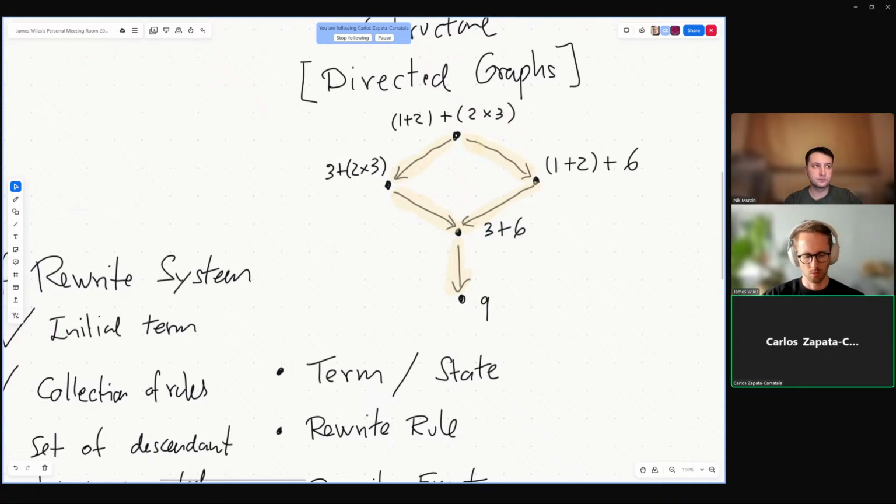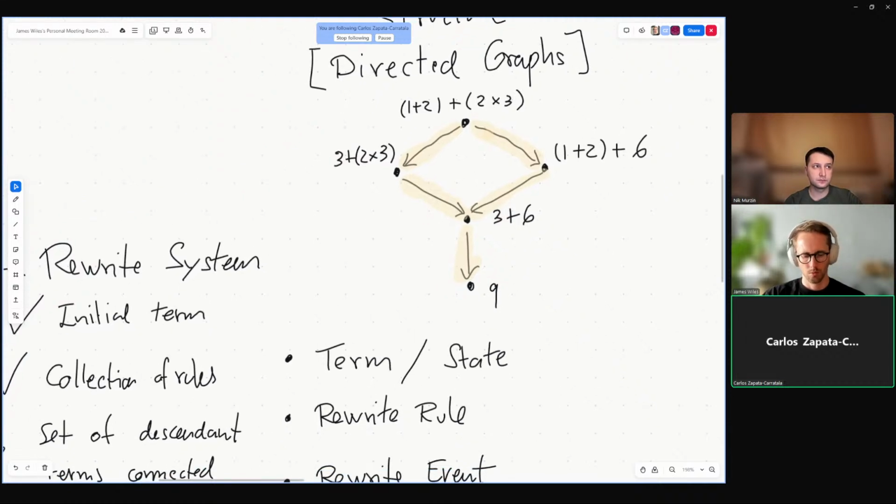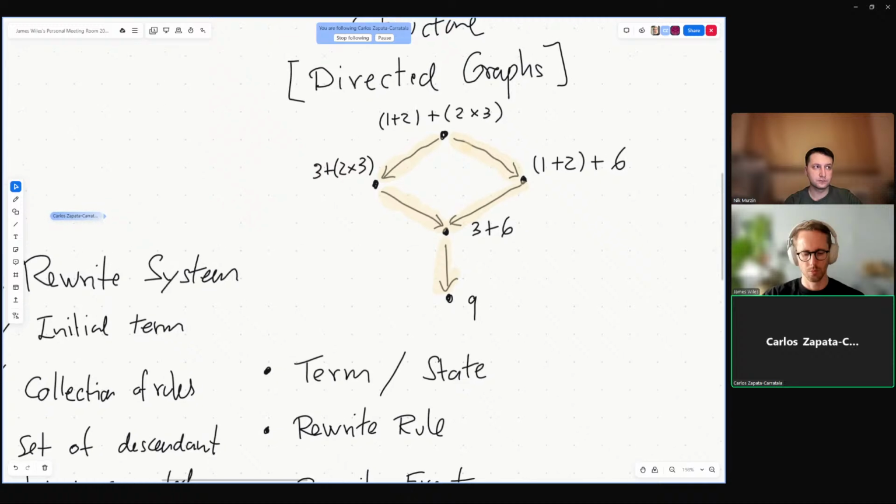So that little phrase there basically means, you can go back to your favorite example. So what was the initial term here? Well, that expression 1 plus 2 plus 2 times 3. What was the collection of rules? Well, the rules of arithmetic, right? The things that you worked really hard to burn in your brain when you were 5 or 6 or something. Right?